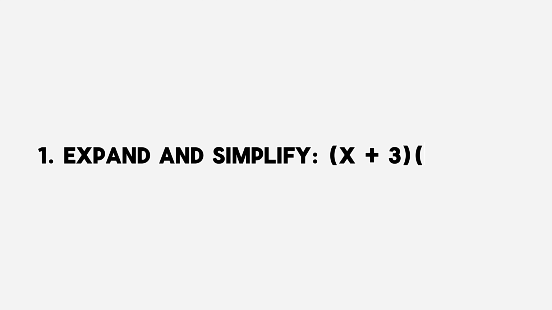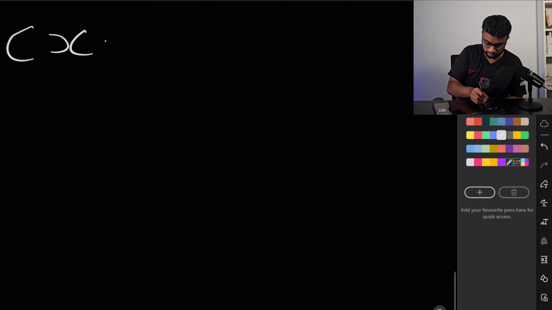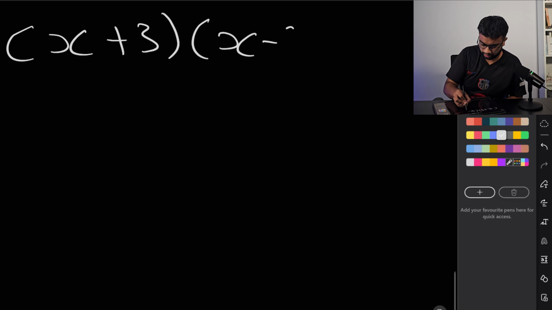Today we're going to be going through a GCSE worksheet targeted at those students that are aiming for a grade 6 to 9 in GCSE maths. The first question tells us to expand and simplify. So the brackets we have on this question are x plus 3 and x minus 5.